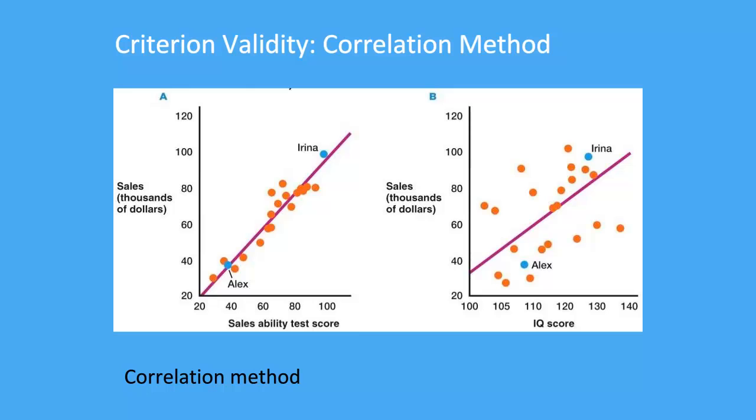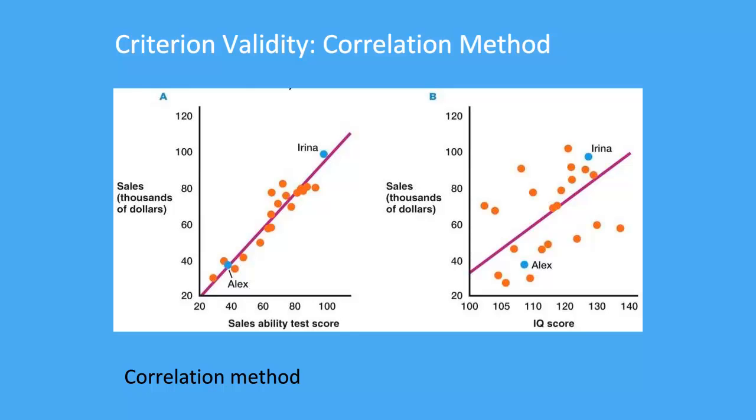So here we have 2 different scatter plots showing the relationship between some kind of measurement there on the x-axis, and then some kind of behavior or measurable outcome on the y-axis. So here on the left, example A, we've given people some kind of sales ability test, and then we're looking at that test score and its relationship to sales. So if you score high on some kind of measure of sales ability, you should in the real world have a lot of sales, right?